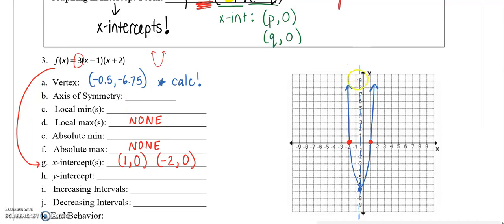Right, my axis of symmetry is that line I just drew. It's x equals, and then the x-coordinate of your vertex, since that's where it's going through. My local min is my vertex, so negative 0.5, negative 6.75. And that also happens to be my absolute min.